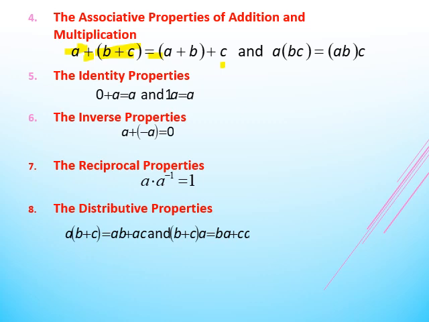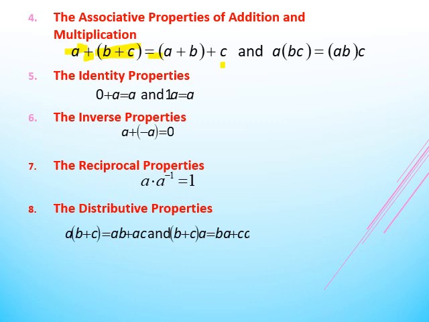Then property number 5, which is the identity property. The identity property says that if we add 0 to any real number or any integer, the result is the same number. The same applies for multiplication, but if we multiply by 1. If you multiply any number by 1, the result will be the same number.